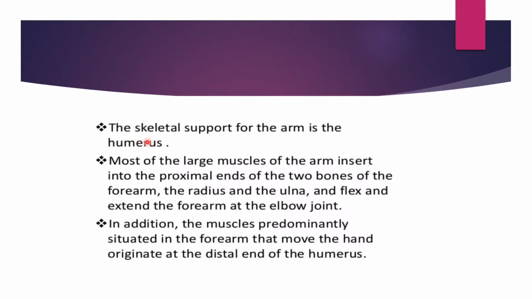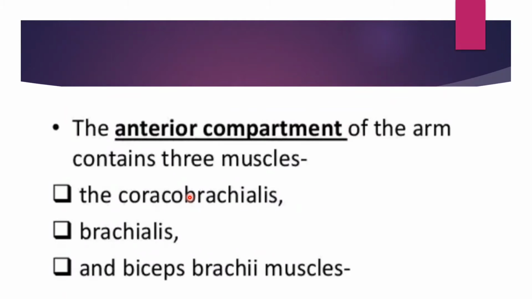Now, coming to the skeletal support. The skeletal support for the arm muscles is the humerus, which is the second largest bone and the only bone present in the arm. There are three muscles in the anterior compartment of the arm. These are the coracobrachialis muscle, the brachialis muscle, and the biceps brachii.